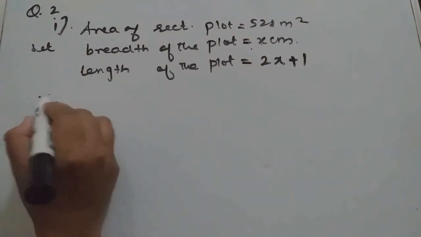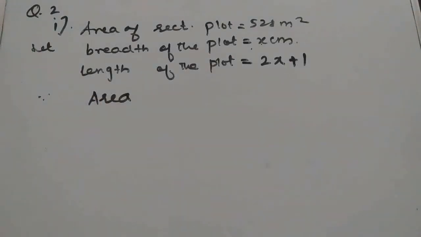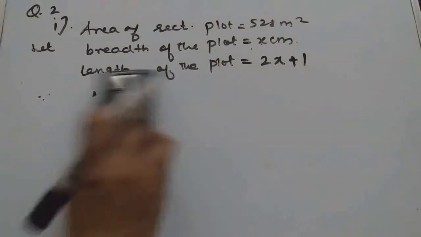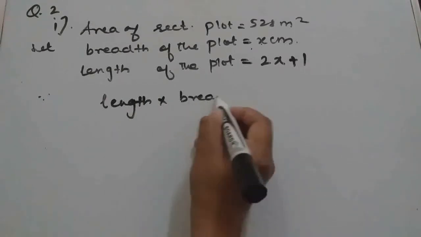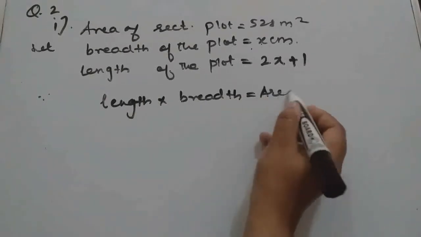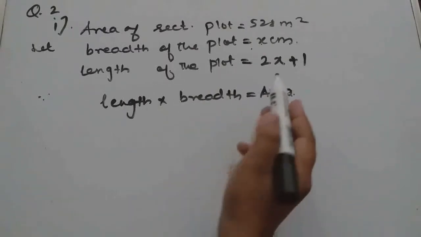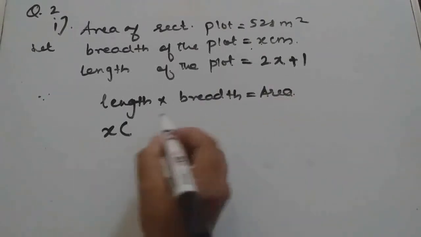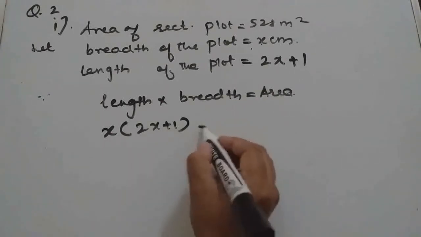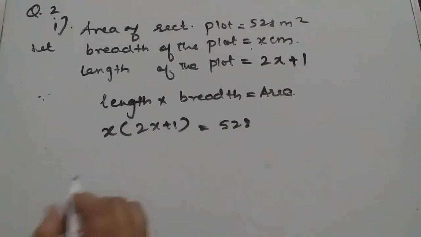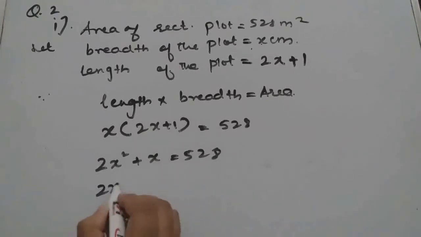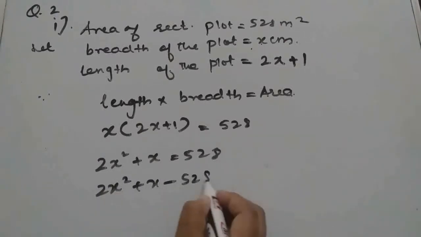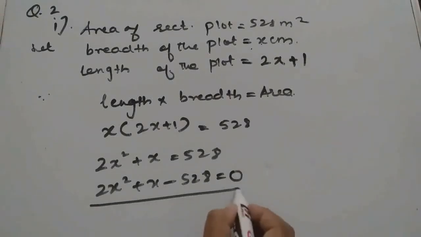Okay, now since area of the plot is what? Rectangular plot: length into breadth equals to area. But length we got as this much, breadth is x, area is 528. So open the bracket, equals to 0. So this is the representation. Question is only to represent the situation.